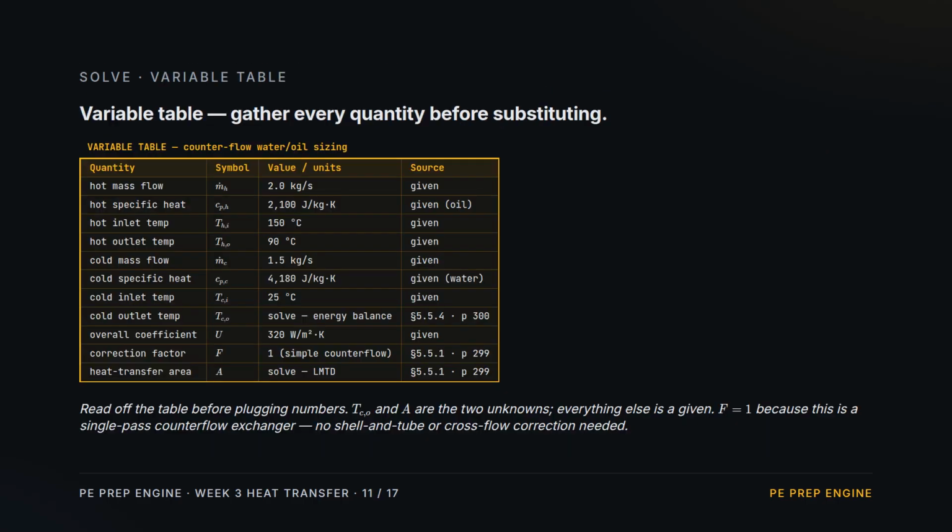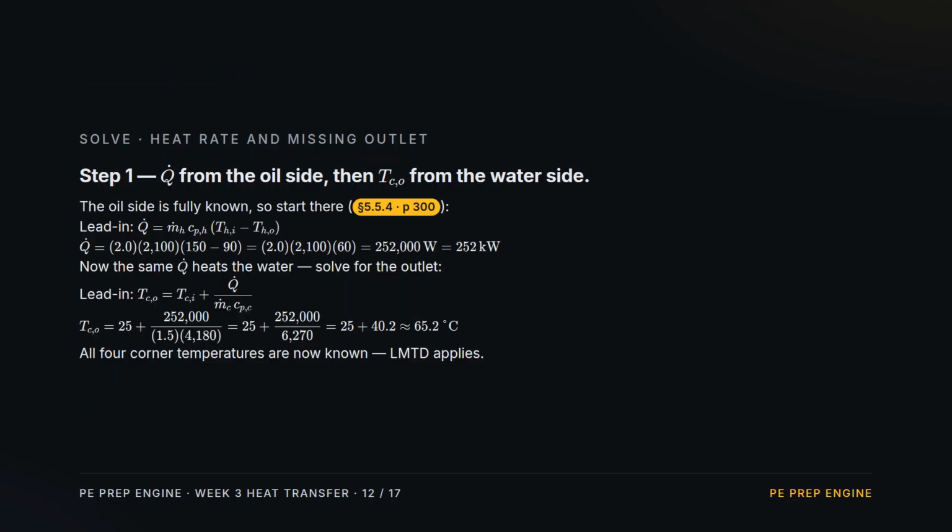Gather every quantity in the variable table before substituting. The hot oil side, mass flow, specific heat, inlet, and outlet, all given. The cold water side, mass flow, specific heat, and inlet given, with the outlet to solve from the energy balance. Then the overall coefficient, F equal to 1, and the area to solve from LMTD. Two unknowns, the water outlet and the area. Everything else is given.